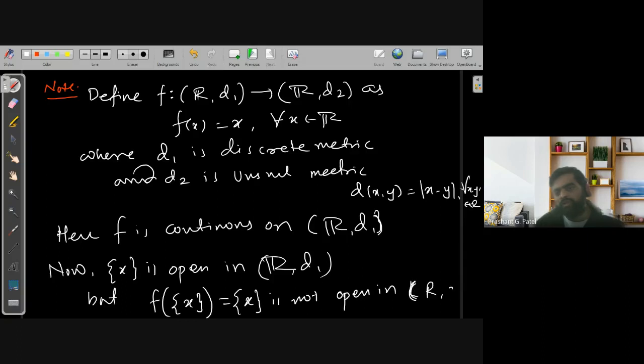R with D2. With the usual metric, this will not be open because the singleton set is not open: if you draw an open neighborhood of this, it contains lots of points other than this in a usual metric. So this will not be open. So this example tells you that the image of an open set need not be an open set.